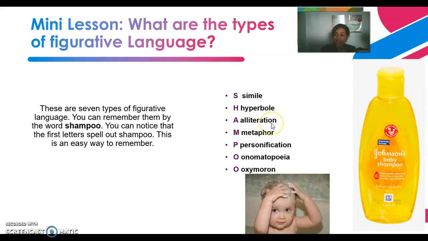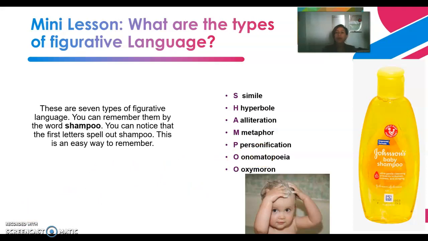The next one we have alliteration, okay? Alliteration, so that R is silent. All right, and then we have metaphor, okay? We just practiced that on the do now. Metaphor. All right, and the next one we have personification, okay? Personification. It's a little bit long, but it's okay. And then we have this one, onomatopoeia, okay? Once again, onomatopoeia. All right, and then the last one is oxymoron, okay? All right, very good.